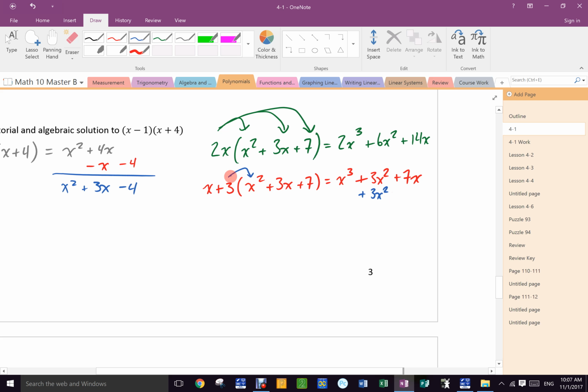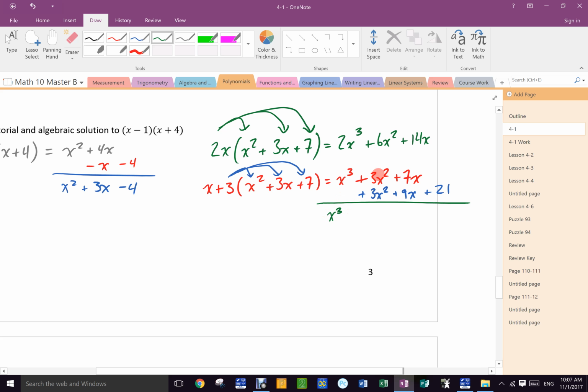What's the next one going to be? What's 3 times 3x? 9x. Where should I write 9x so it stays organized? With the other x. And what is 3 times 7? 21. Just 21. It's all by itself because there's nobody else to match it up with. Then it's all nice and tidy, isn't it?